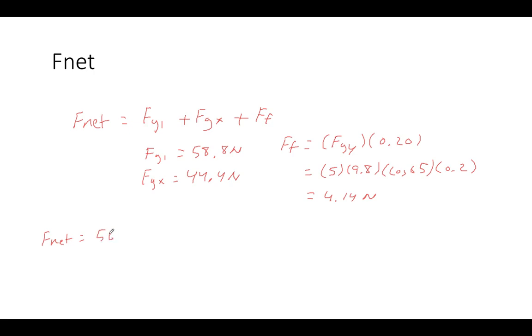which equals 58.8 minus 44.4 minus 4.14. So notice that the Fgx value is the same sign as the frictional value because they're acting down the ramp. And that's equal to 10.26 newtons.